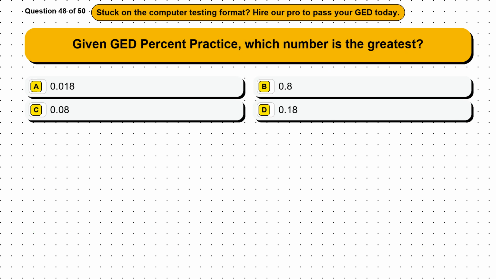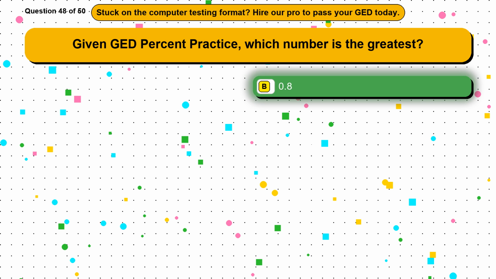Question 48. Given GED percent practice, which number is the greatest? Option A, 0.018. Option B, 0.8. Option C, 0.08. Option D, 0.18. The correct answer is option B, 0.8.